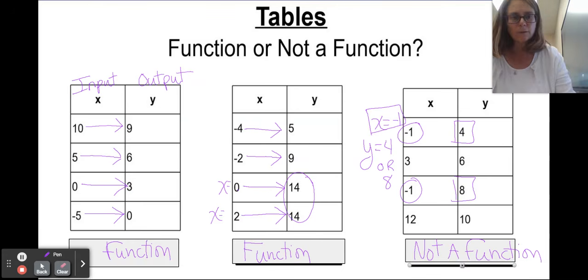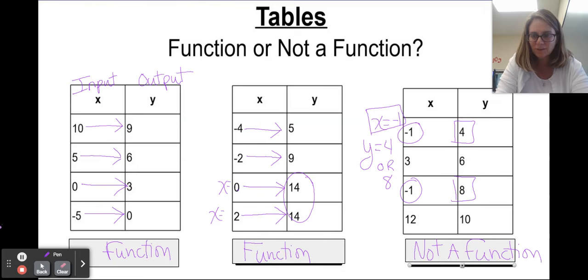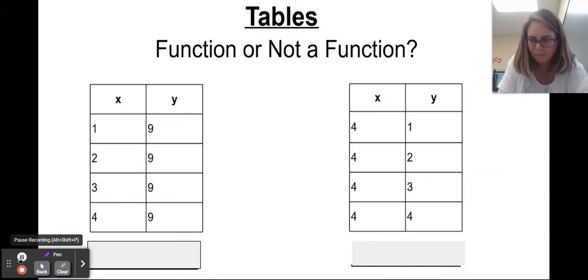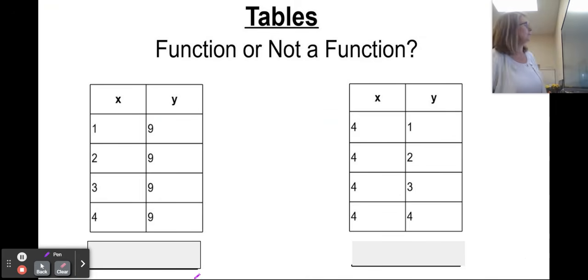All right, I have one more slide for you, just to see an example, and that'll be it. Last example. One of these is a function and one is not a function. Take a moment, try to figure it out. For every one input, there can only be one output. Your x value is your input, your y value is your output.